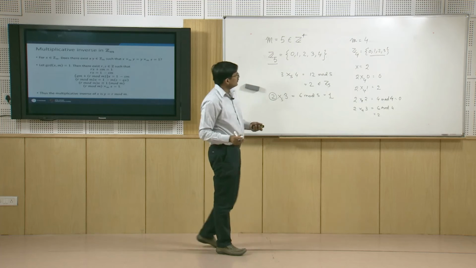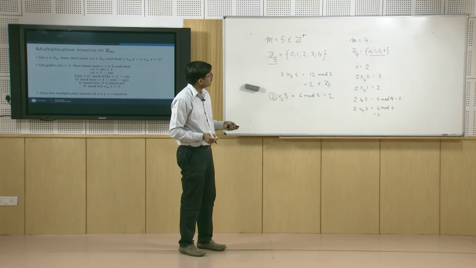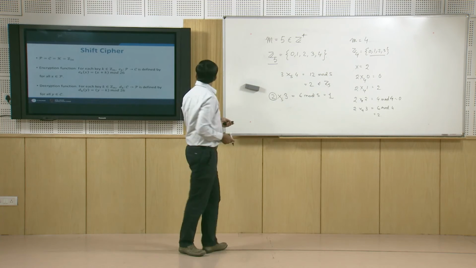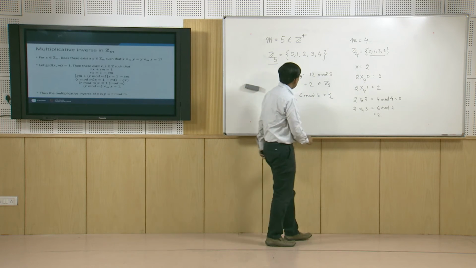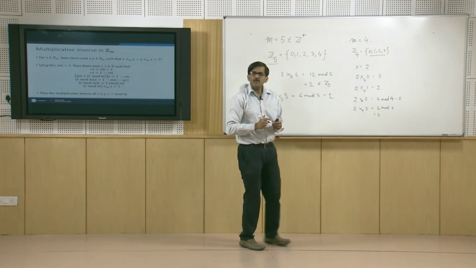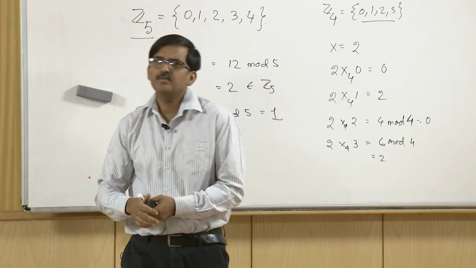So, always we do not have inverses, but sometimes we have inverses. Now, our question is that when do we have an inverse?